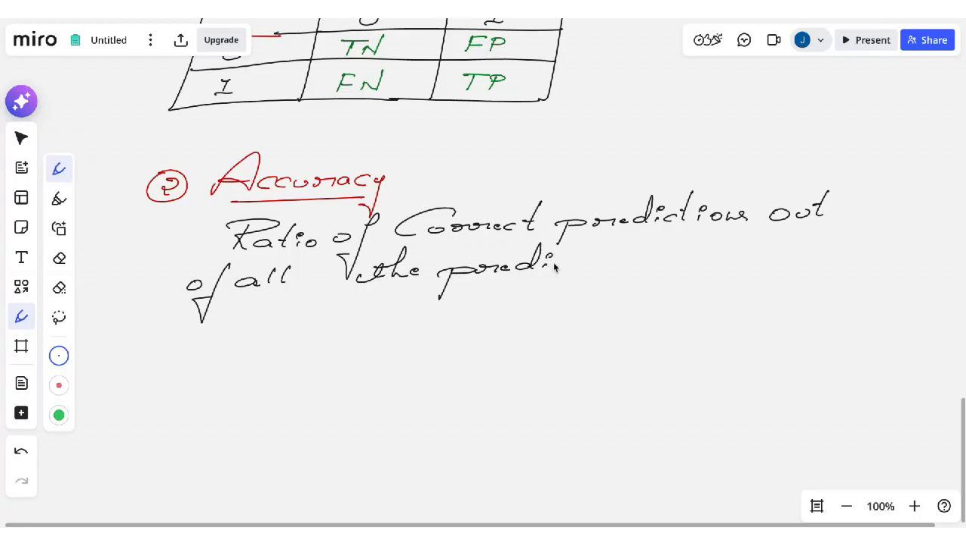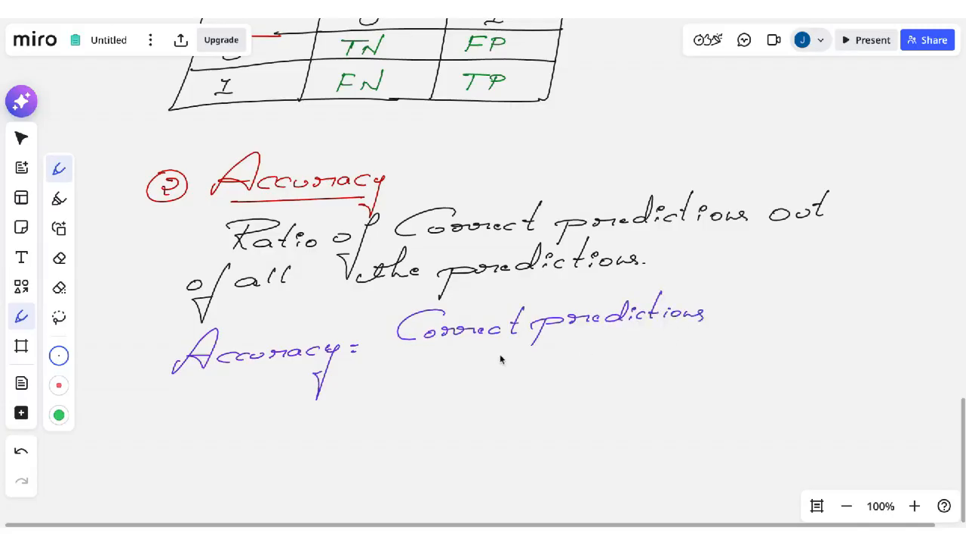And you people know how to represent correct predictions, right? How do you represent correct predictions? Use the confusion matrix here. What do you mean by correct predictions? How do you represent them? TN, TP. Hmm. All predictions in the sense?